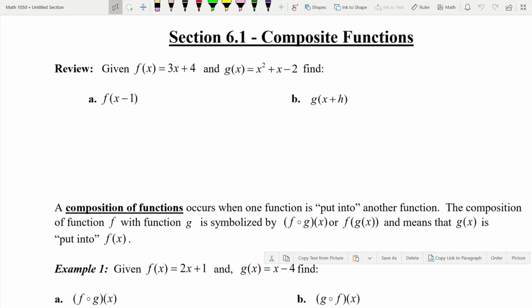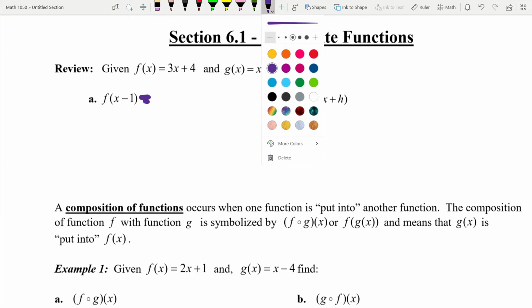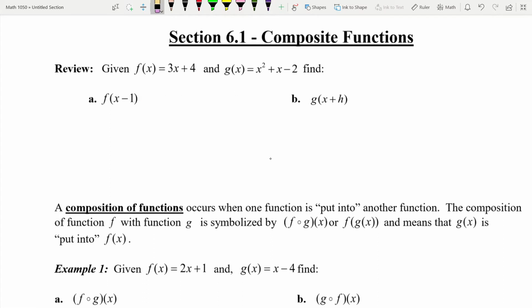So question A right here, though I need you to know how to say this, you guys. This is f of x minus 1, okay? So what that means is you go into this f of x, which is right here, and wherever you see this x, you replace it with x minus 1. So everybody put equals, and then it's 3 multiplied by x minus 1 plus 4.